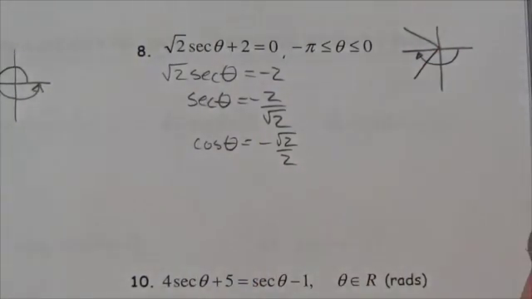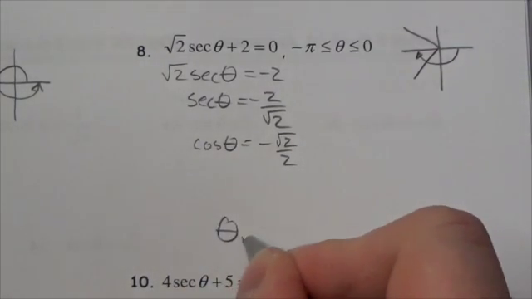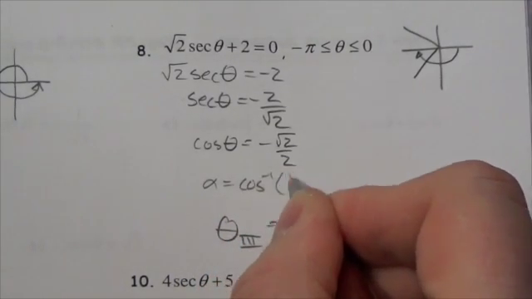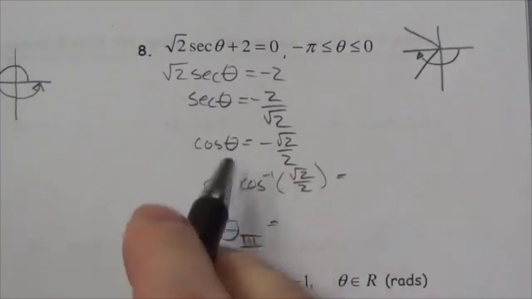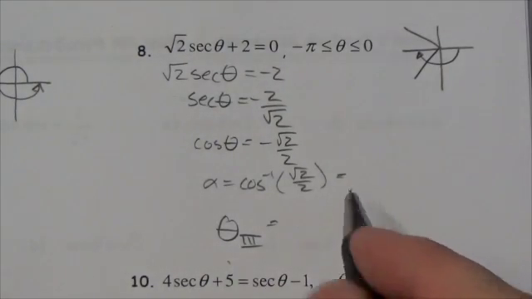But the only quadrant that's of any interest to me is quadrant 3. So I'm looking for a quadrant 3 angle. I'm going to find my reference angle by taking the inverse cosine of positive root 2 over 2. I'm not interested in the negative. The negative tells me where it occurs. It doesn't tell me how big that answer is.